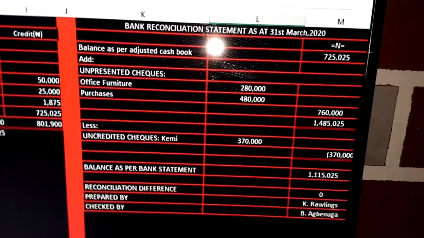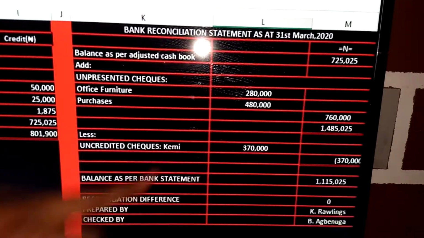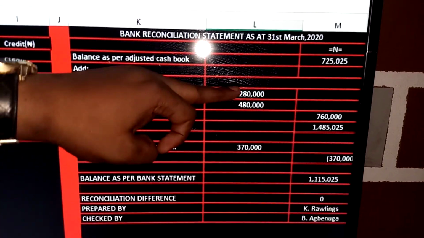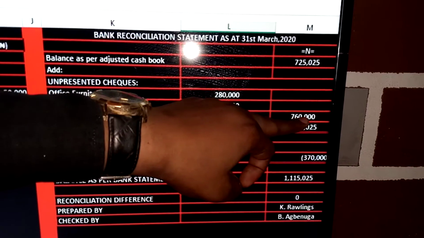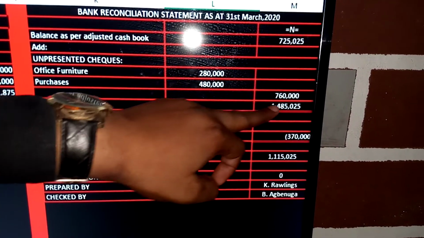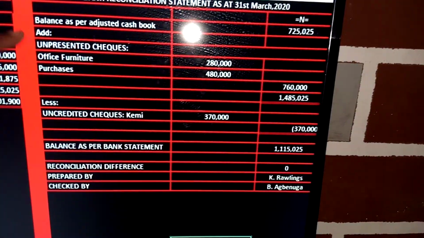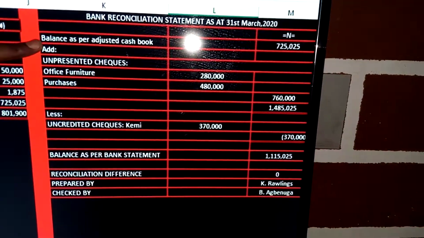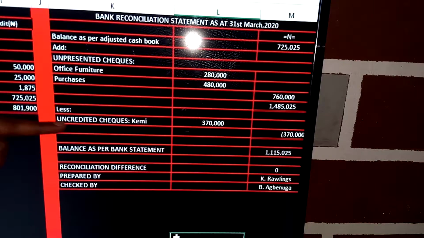So that means we have two unpresented checks, 280 and 480. So 280 plus 480 is 760. 760 plus 725,025 is 1,485,025. Remember, we are adding unpresented checks and then lessing uncredited checks.